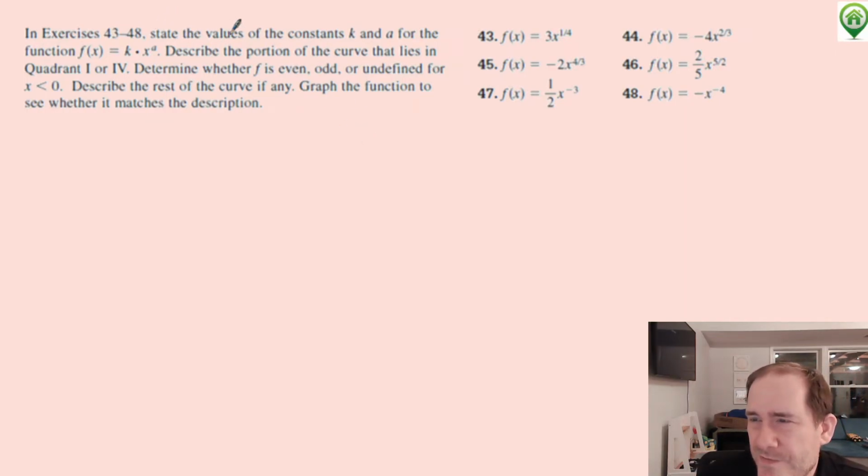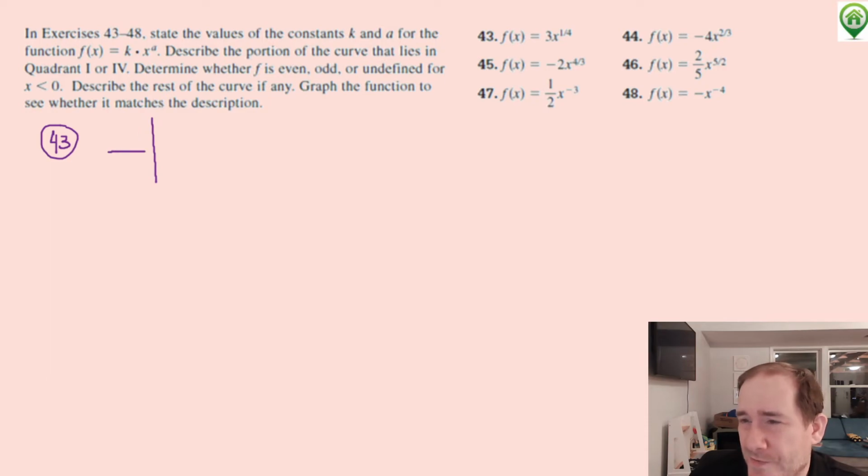What are we doing here? State the values of the constant and the power for the function. Describe the portion of the curve that lies in quadrant 1 or 4. Determine... So we're just doing all the same stuff again. I think here, though, we're not necessarily sketching. They want you to literally use words to describe it. So for 43, I would still do a sketch first, I guess, and then convert the sketch into words.